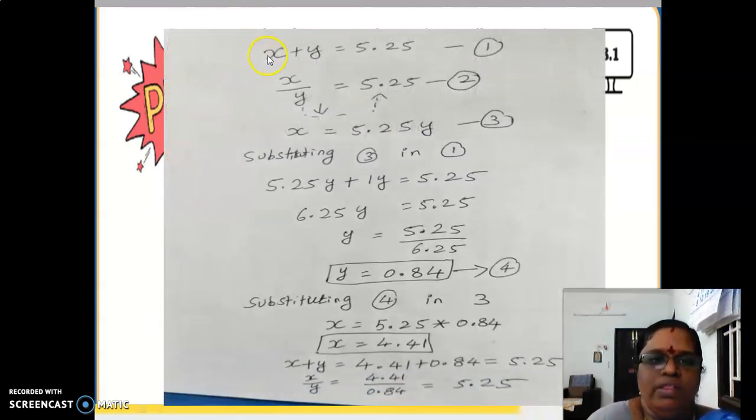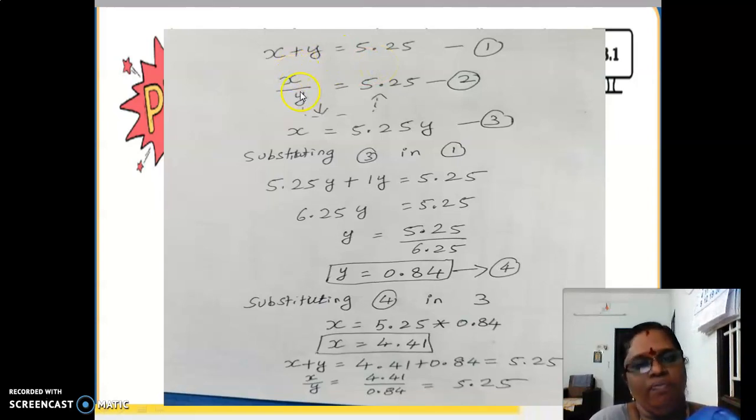See, first one, let x be your first item, y be your second item, x plus y is equal to 5.25. Let x be your first item, y be your second item, x divided by y is equal to 5.25. So these are the conditions, right? x plus y is 5.25, x divided by y is 5.25. What we are doing here, this y is being placed here. Yes, x is equal to 5.25y.